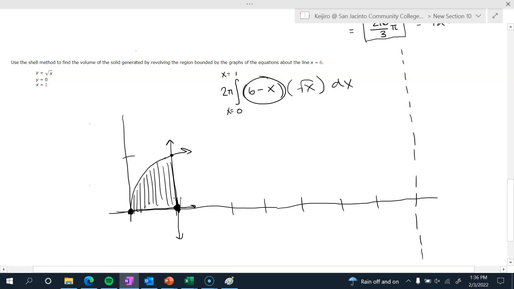That's the only thing that's different if you have an axis of rotation like x equals 6 instead of the y-axis: instead of a simple x for your radius function, it might be 6 minus x. That's the only thing that changes when you have this sort of other axis of rotation.